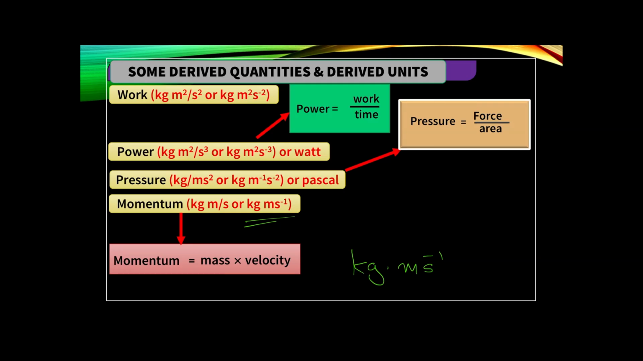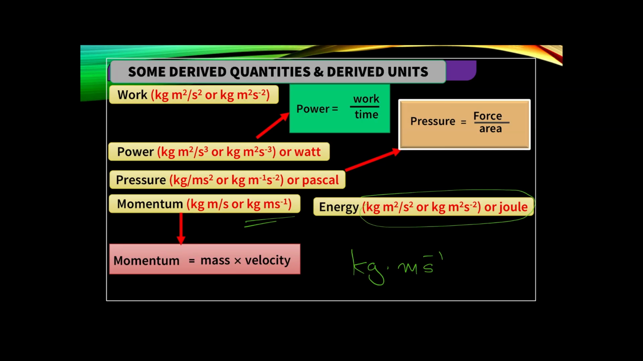That's it on quantities. Remember, 3 types of quantities: fundamental, derived, and supplementary. Fundamental cannot be derived from any other quantity; they are independent. Derived is a combo. There are 2 supplementary quantities. That's it. Energy also is the same thing. Energy and work, they are the same, so they have the same unit. So I'm not repeating it again.